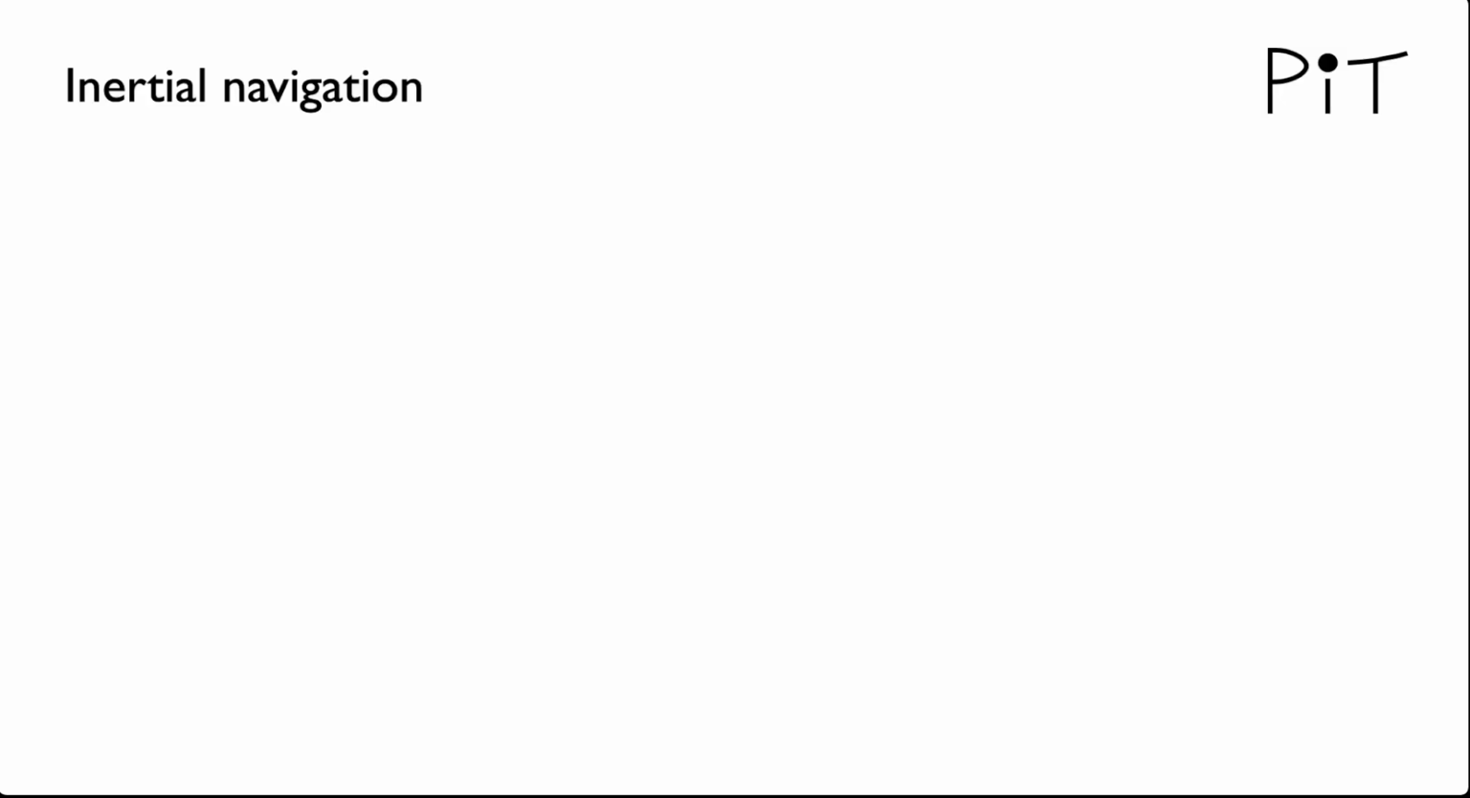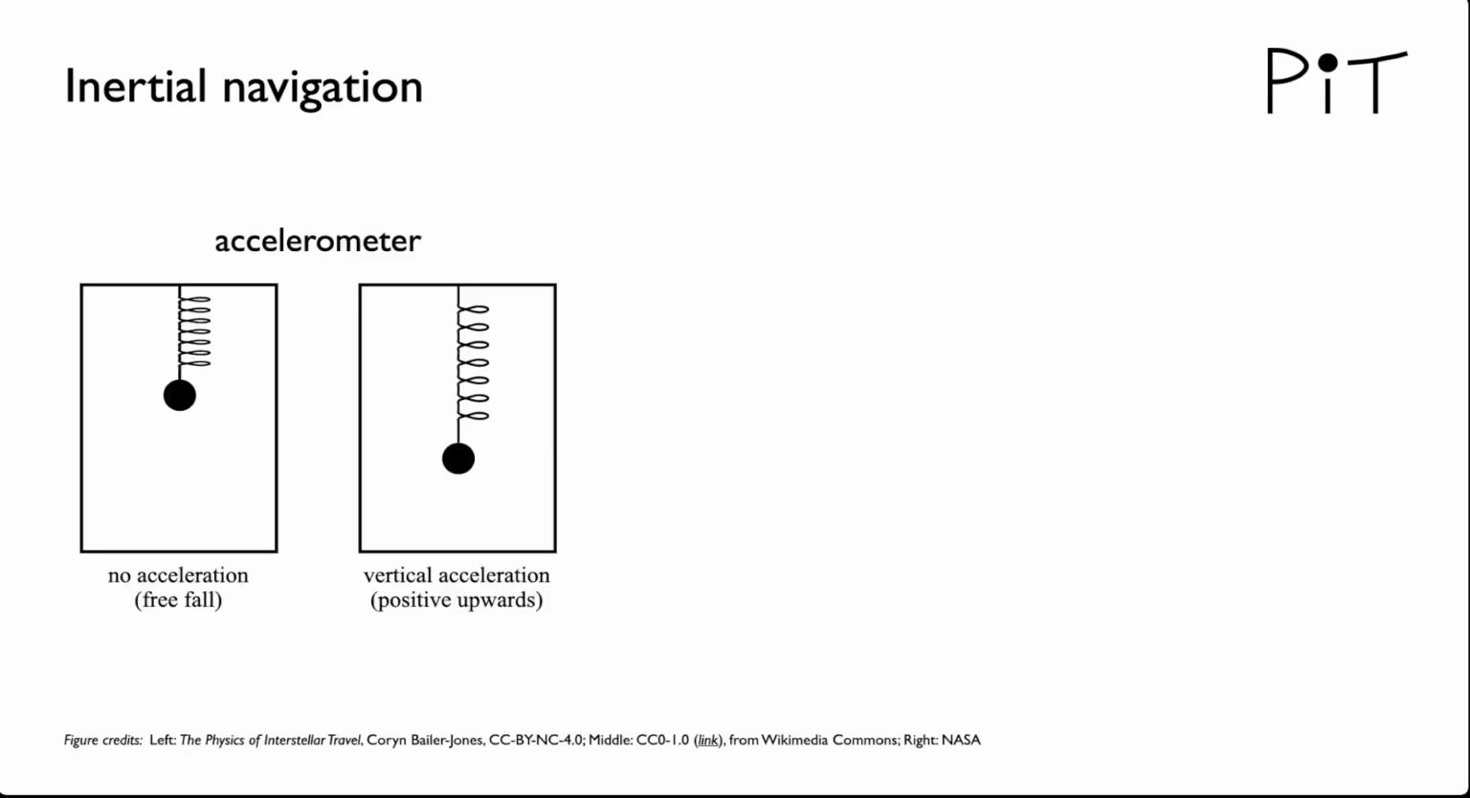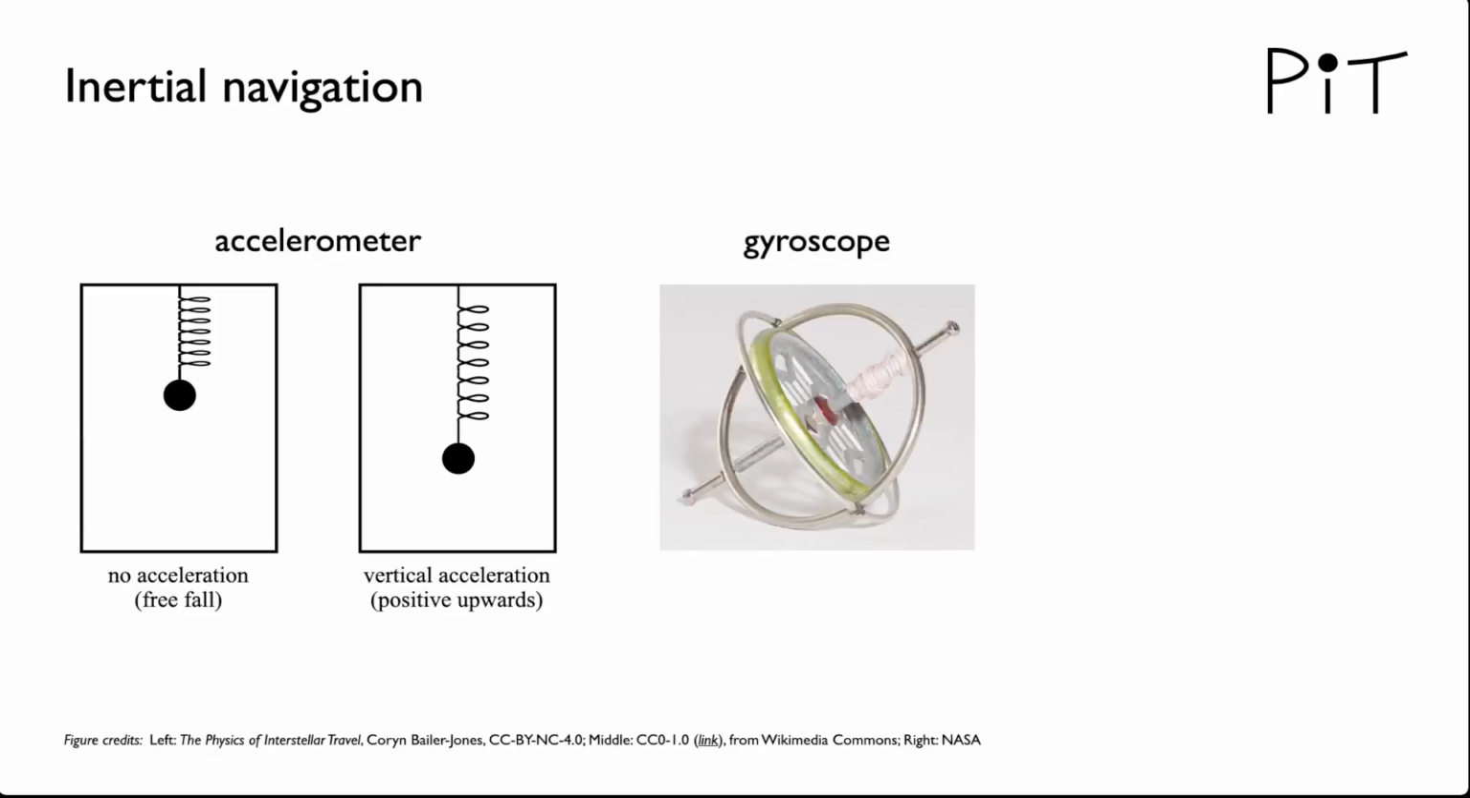Changes in speed can be measured without any external reference using an accelerometer. This is essentially a mass on a spring that measures the acceleration. When this acceleration is integrated over time, we get the change in velocity. To also determine direction, one can use a gyroscope, the mechanical version of which is a massive spinning wheel that retains its orientation in space whilst the vehicle rotates around it.